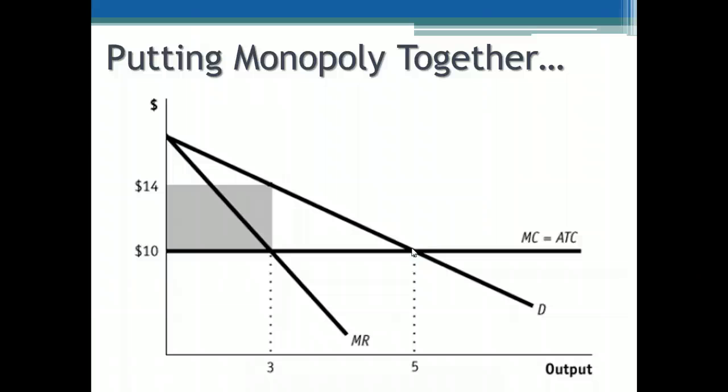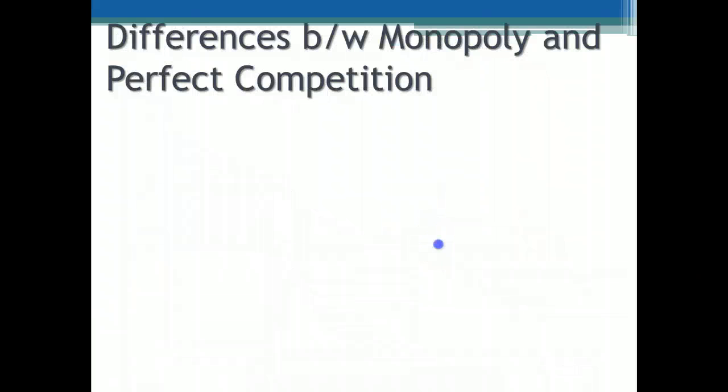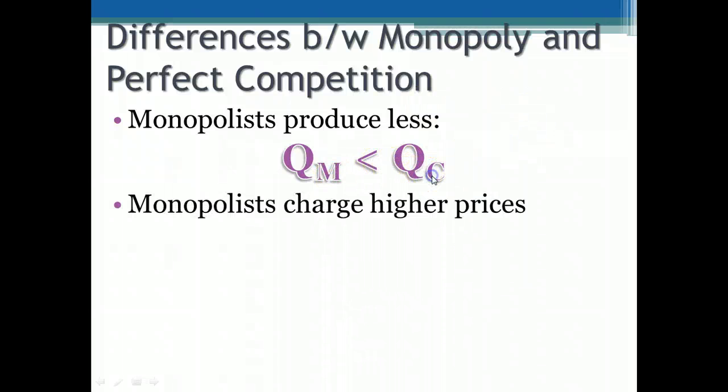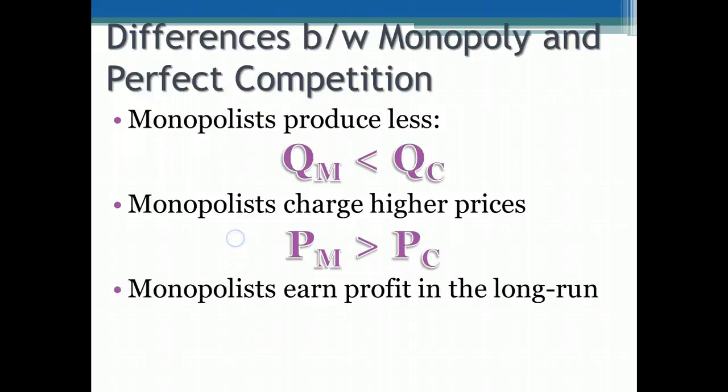If we were to compare monopolies to perfect competition, we could say a couple of things. One is that monopolists will produce less than a perfect competitor, that the quantity of a monopolist is less than the quantity for competition, and that monopolists will be operating at higher prices than perfect competition. So the price of a monopolist is greater than the price for a perfect competitor. And finally, we can say that monopolists will earn a profit in the long run, whereas a perfect competitor does not. So for a monopolist, profit is greater than 0, whereas for a perfect competitor, profit is equal to 0.